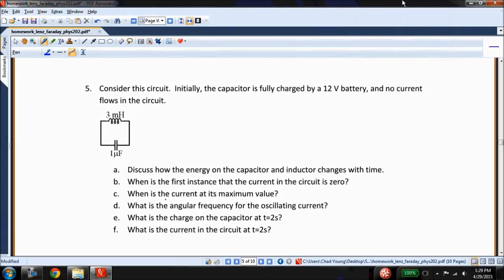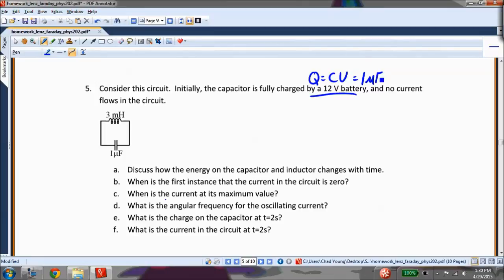Okay, let's look at this RLC circuit. Here I have a 3 millihenry inductor with a 1 microfarad capacitor, and it says that the capacitor is fully charged by a 12-volt battery. All that's saying is that I have a charge on this capacitor that's equal to 1 microfarad times 12 volts. So that means that it has 12 microcoulombs of charge.